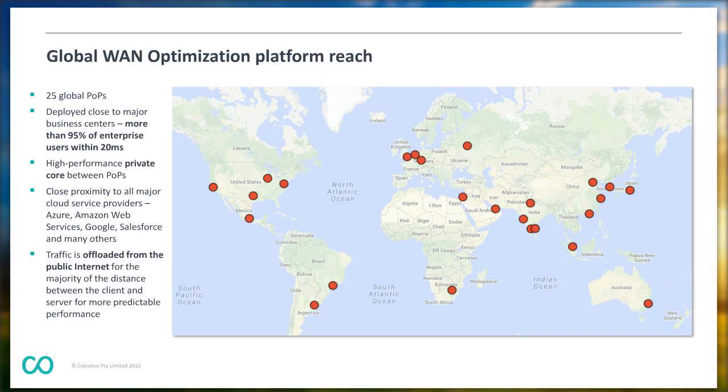In terms of the global footprint of this solution, we have 25 of these optimized POPs around the world that are all connected by a private core network in between them. And the research that we've done shows that about 95% of enterprise users, based on business population sizes and so on, are within about 20 milliseconds of one of these POPs. So we're always working with our technology partners to look at where additional POPs may be needed in the future, but the current network gets us very, very close to the vast majority of enterprise users around the world.